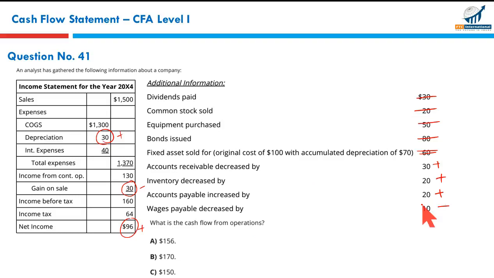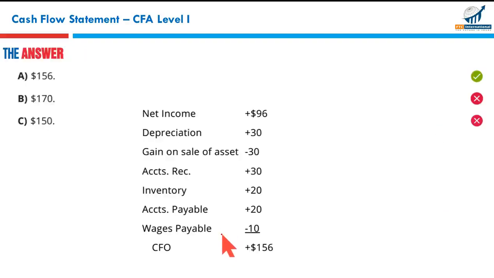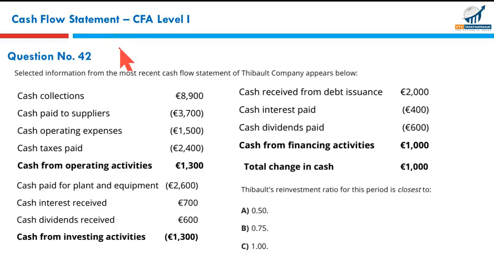So take 96 as your net income. To this, deduct gain, add depreciation, add 30, 20, 20 and deduct 10. That gives 156. Cash flow from operations is 156, so that makes A the correct option. Now, next question, we have been given a cash flow statement.